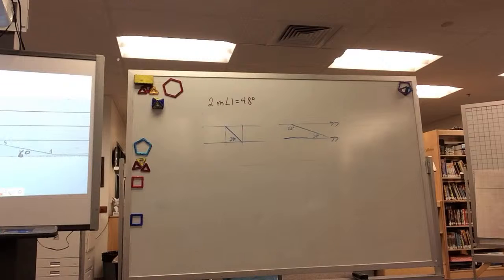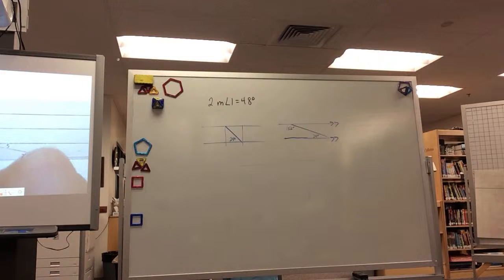I'm sorry, I can't hear you guys. 168. 168? Why is that? It adds up to 180. These two are going to add up to 180. Okay, so if a linear pair adds to 180, what should angle 4 be? 6 degrees, sorry. 174.